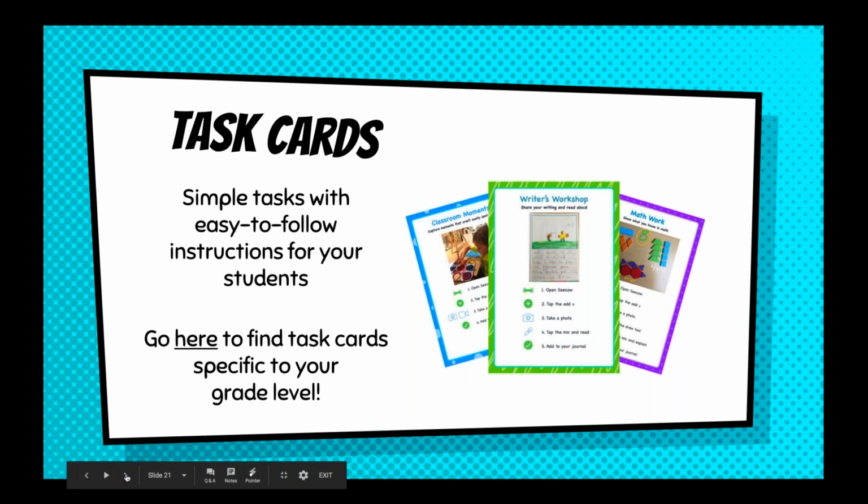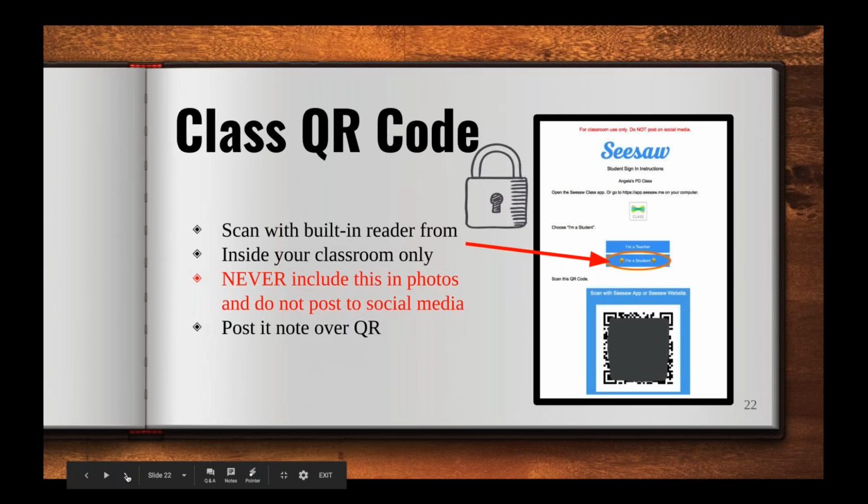We really encourage you to think about what you're already doing in your class and see how Seesaw can enhance that. So for example, you're doing writer's workshop in your class. Students can take a photo of their writing and then read their writing aloud. That's just an easy example.